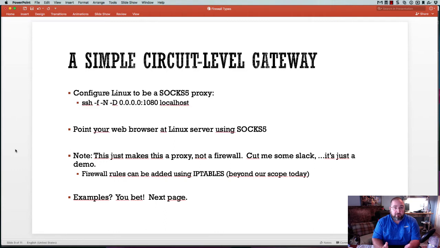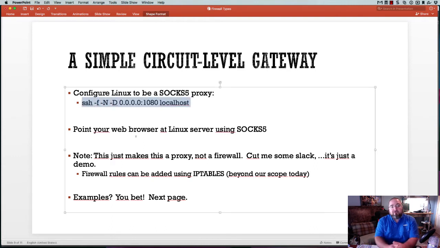We can actually do this with a Linux computer just running SSH. Okay? And it can be done with a single command. This command right here that you see allows me to turn my Linux computer into a circuit level gateway, or really a SOCKS 5 proxy, to establish these connections. So let me show you what I mean.